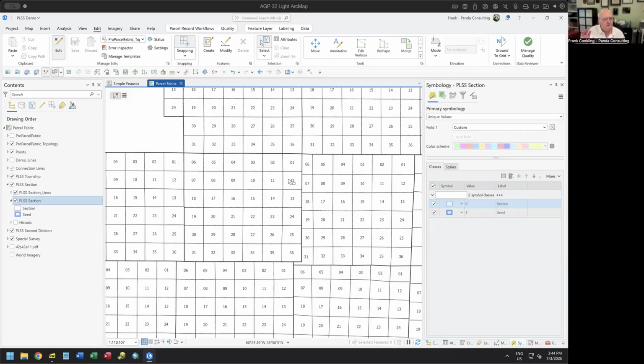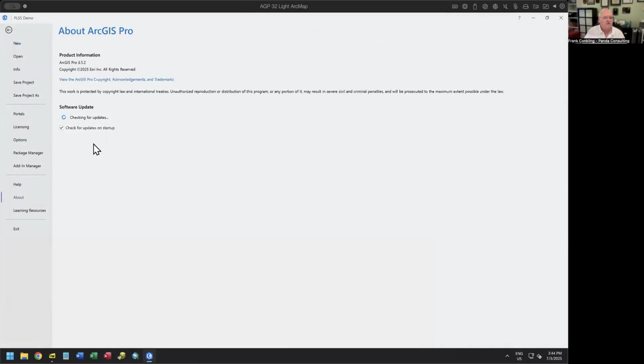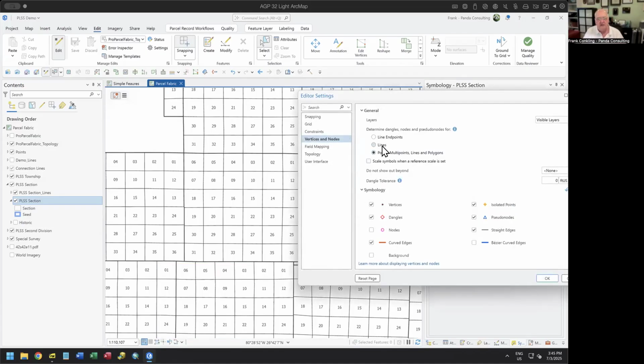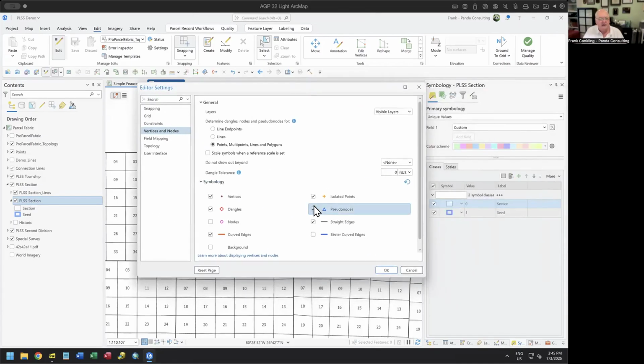This is probably the best publicly available information on here, but I want to show you some things about this. This is ArcGIS Pro 5.2, and 5.2 has a really interesting feature. It now has the ability to show vertices and nodes. I can tell it I want you to show me points, multi-points, lines, and polygons, and I want you to show me the vertices, the dangles, and all the different components, and display them.